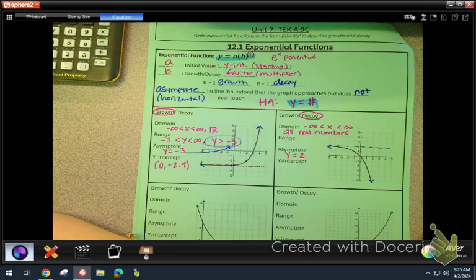Wait, but it does touch +2, right? Hold on. But it does touch +2, right? Am I bugging? It won't. It gets really, really close, but it won't.